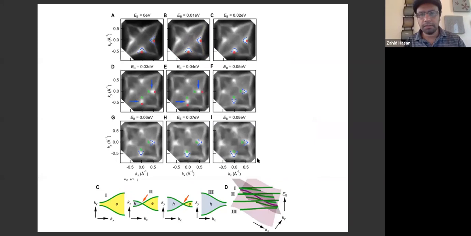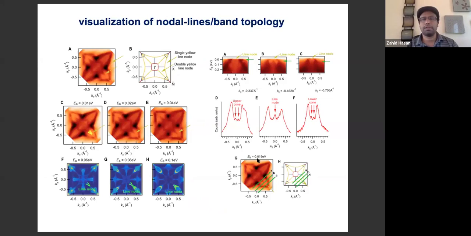Now the biggest claim here is that if you take any random 3D sample, there will be a spaghetti of bands and crossings and all that. How do you know that anything is topological? So one signature is that there must be bulk-boundary correspondence. In other words, if you have a topological crossing, then in the bulk there must be a surface state signature, that correspondence. So where is the surface state? Or is there bulk-boundary correspondence in this very complex 3D magnet?